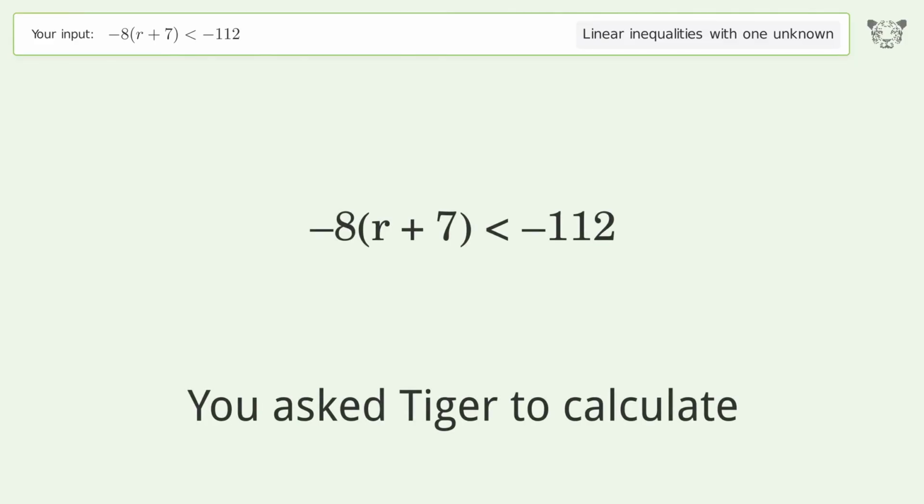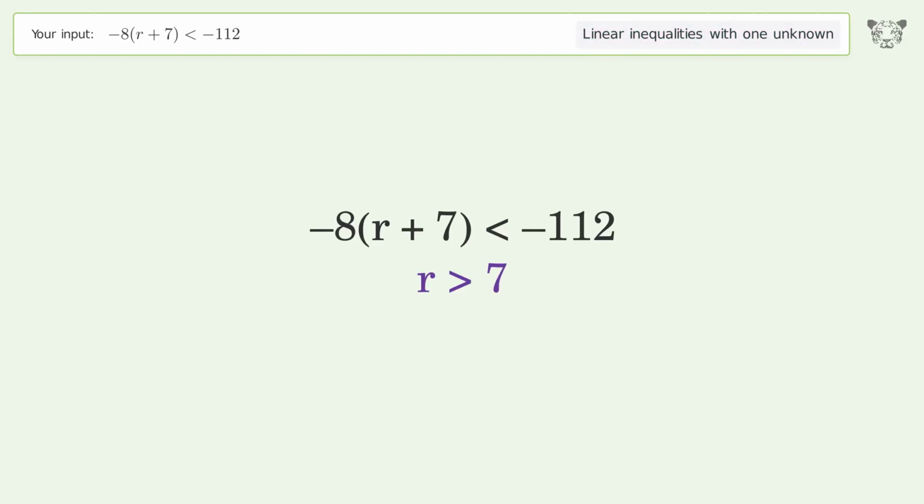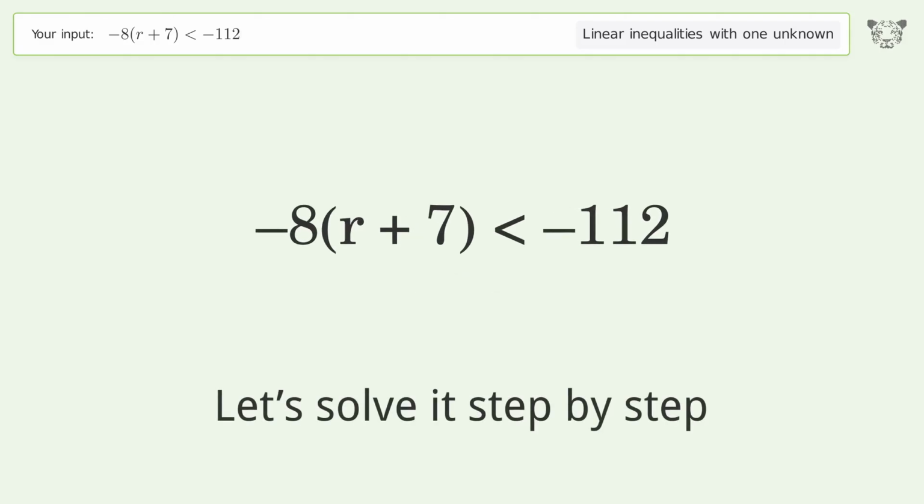You ask Tiger to calculate. This deals with linear inequalities with one unknown. The final result is r greater than 7. Let's solve it step by step.